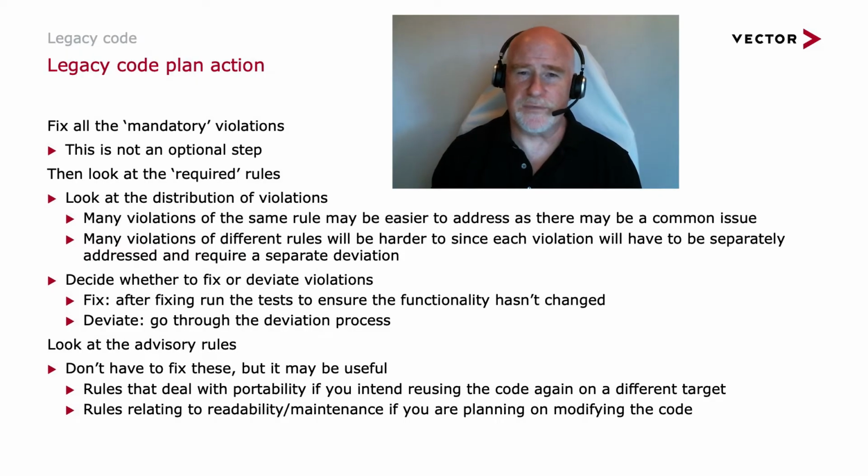And then we can decide whether to fix or deviate the violations. If we decide to fix them, we should run our tests again to make sure we haven't changed the functionality of the code. And if we're going to deviate, we need to go through the normal deviation process.